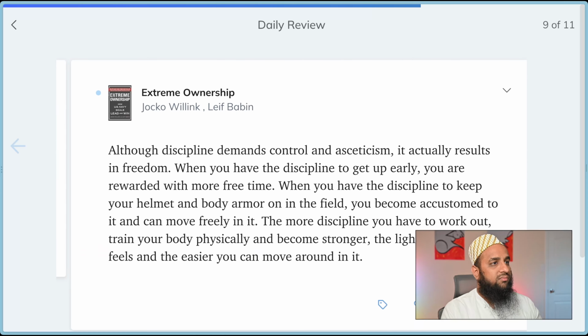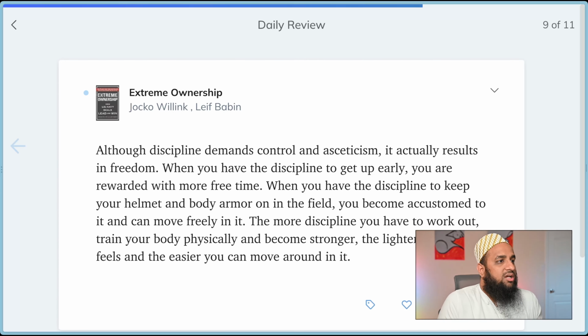Let's move on. Again, Extreme Ownership. Although discipline demands control and asceticism, it actually results in freedom. When you have the discipline to get up early, you're rewarded with more free time. When you have the discipline to keep your helmet and body armor on in the field, you become accustomed to it, and you can move freely in it. The more discipline you have to work out, train your body physically, and become stronger, the lighter your gear feels and the easier you can move around in it.